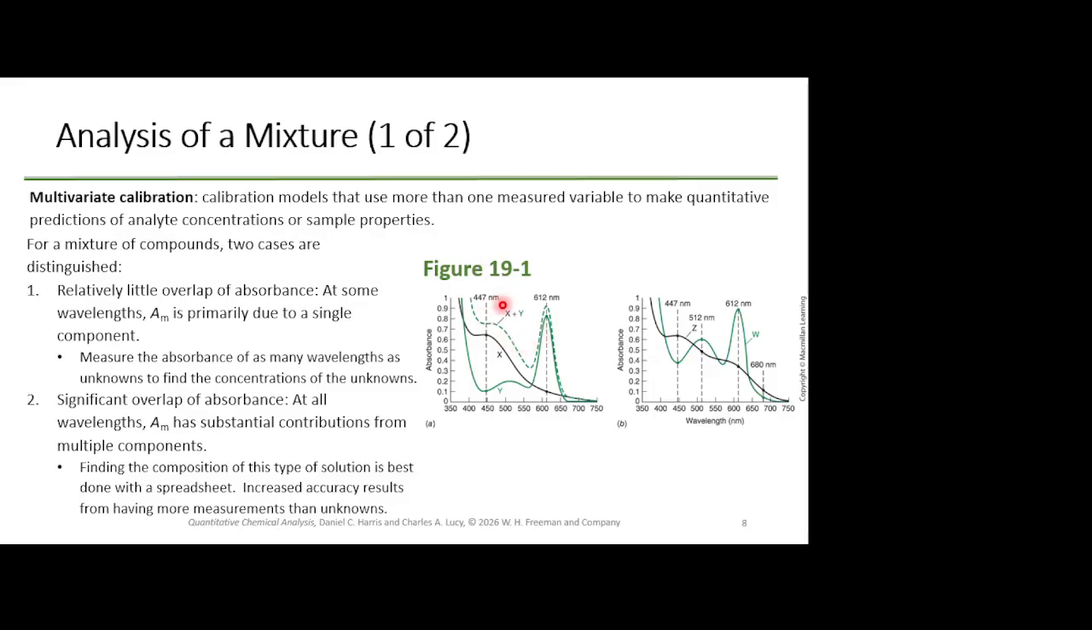If you have the same number of measurements as unknowns, you can get some data. If you have fewer measurements than unknowns, you really don't get anything reliable at all, to be honest. It is a very, very bad idea to try to do that. So the more measurements you have than unknowns, the better your accuracy is going to be.